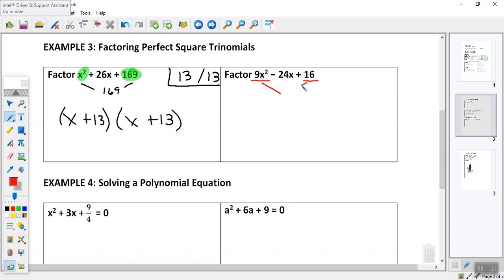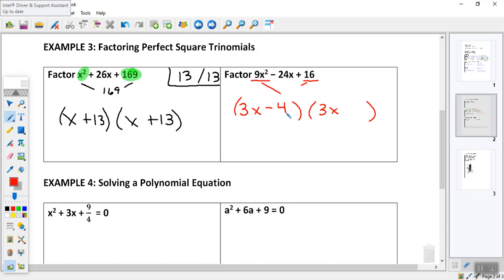What's the square root of x squared? X. Careful. Square root of 9x squared. Oh, 3x and... Now, kids, we have a plus 16 out here. Isn't 16 a perfect square? Okay. What's the square root of 16? So am I going to use a plus 4 or a minus 4 for both of these?